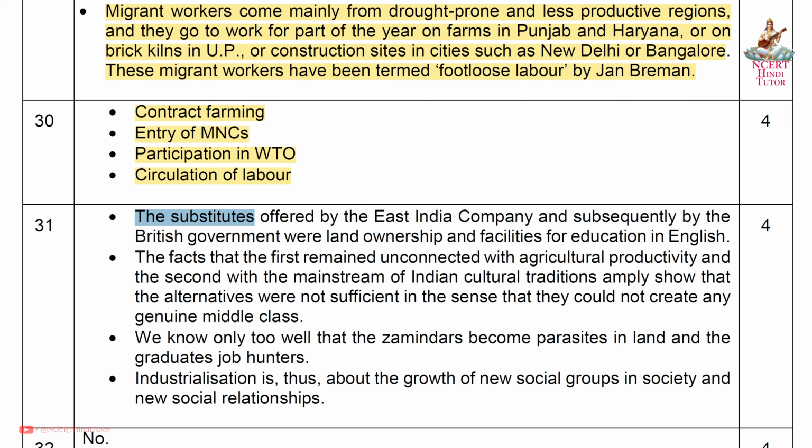Answer: the substitutes offered by the East India Company and subsequently by the British government were land ownership and facilities for education in English. The facts that the first remained unconnected with agricultural productivity and the second with the mainstream of Indian cultural traditions show that the alternatives were not sufficient in the sense that they could not create any genuine middle class. We know only too well that the zamindars became parasites on land and the graduates job hunters. Industrialization is thus about the growth of new social groups in society and new social relationships.